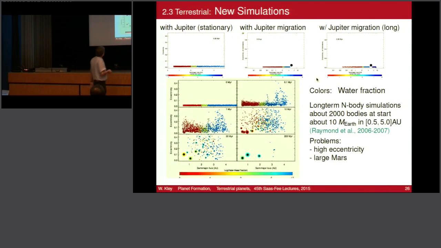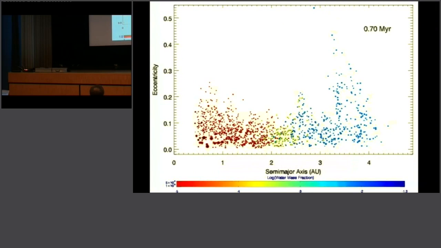Okay, so we can see here some nice simulations by Sean Raymond. This is now with Jupiter stationary. We have the eccentricity here, and this is the semi-major axis. The colors mean the water content again. Jupiter is here at 5 AU, where it is now, and this is after 0.7 million years. Now we just continue this simulation.